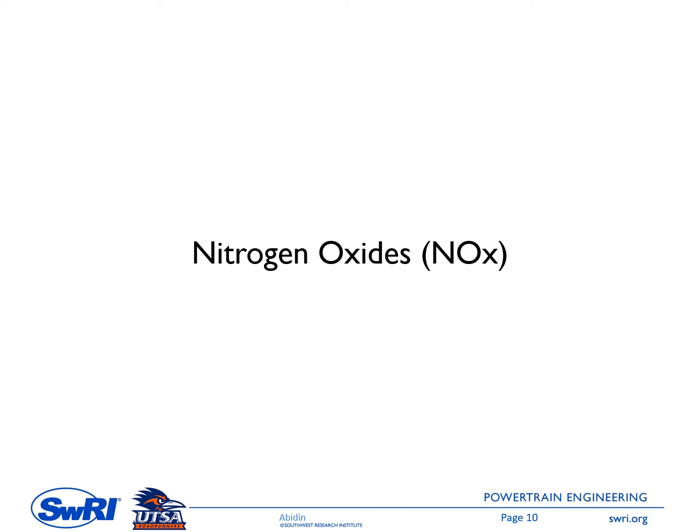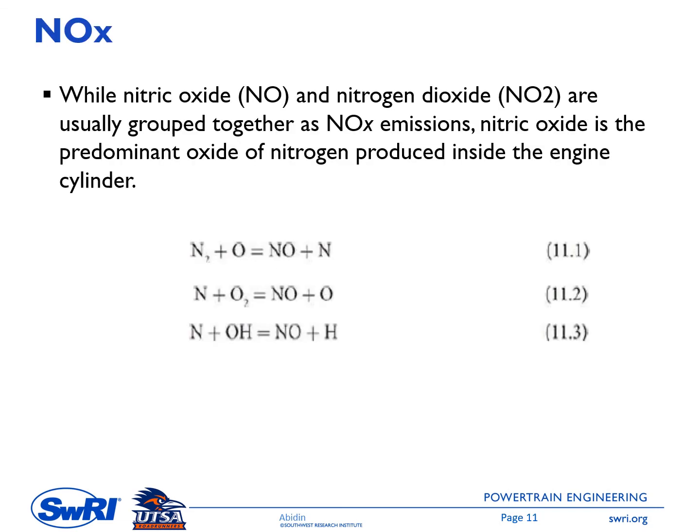Okay, we have had a look at the formation process of the pollutants inside the internal combustion engines. Next topic is looking at individual pollutants. So the first one here is the nitrogen oxides or NOx. This is the sum of NO and NO2. Once again, NOx here is the sum of NO and NO2. And the predominant oxide of nitrogen is NO.